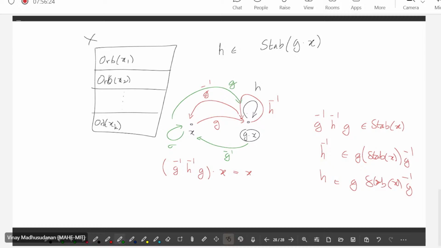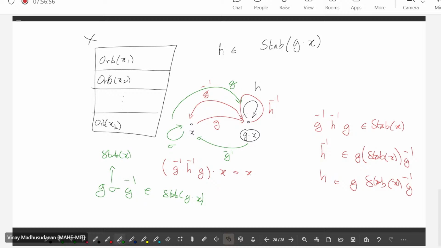That means g to go back. So if I compose the three, I will get h. So just that way, right? So I can say that any element of the form g sigma g inverse, where sigma is from the stabilizer of x, will belong to the stabilizer of g·x. And conversely, if I take an element in the stabilizer, I can do the same thing and get them. So they are equal.